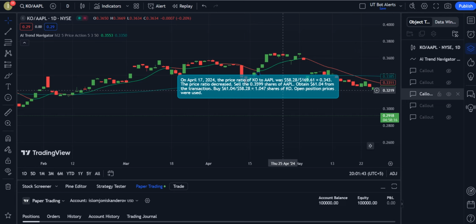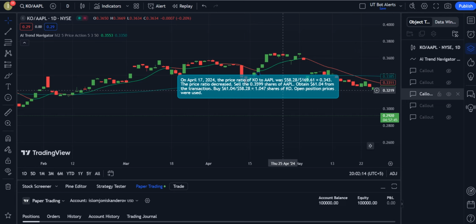And so when the price ratio of the lower price stock to the higher price stock decreases, we switch to the lower price stock. So here we would sell our 0.3599 shares of Apple stock, and from that transaction we obtain $61.04, and we use that $61.04 to buy 1.047 shares of Coca-Cola stock.